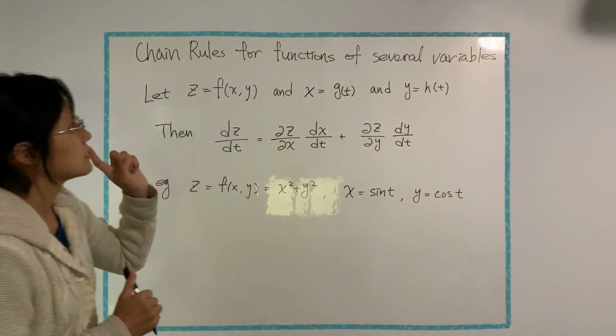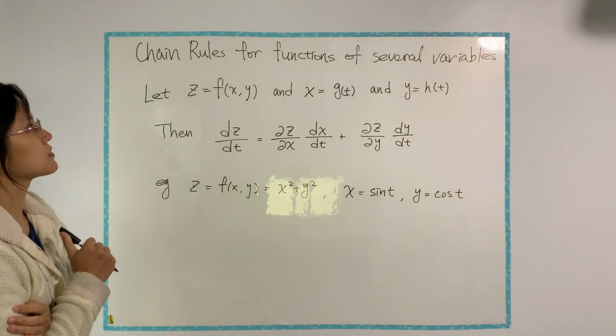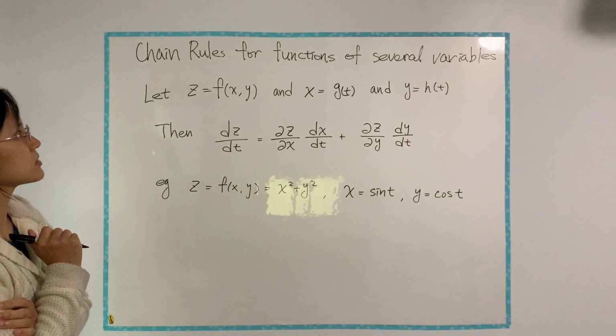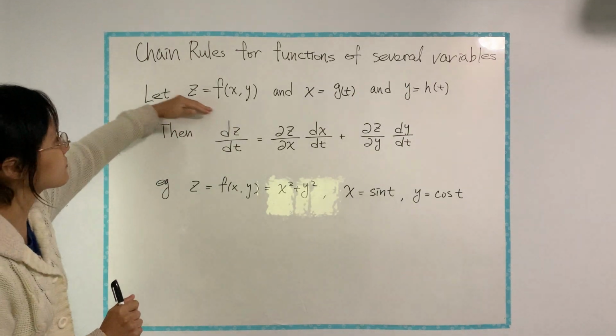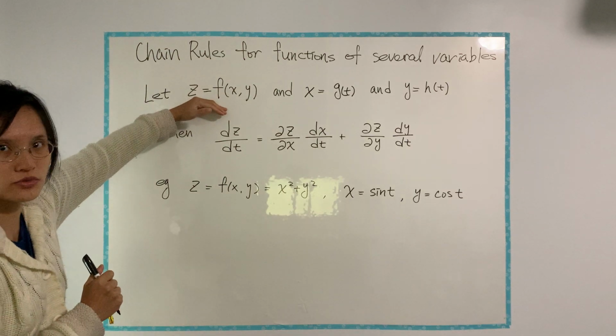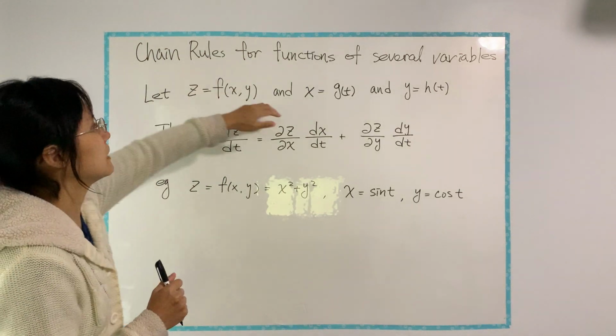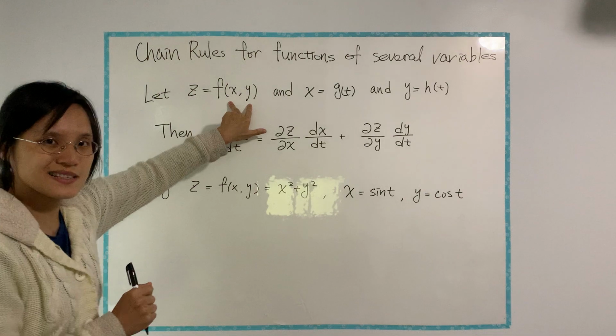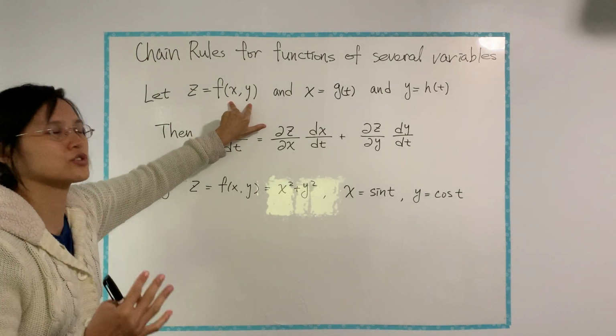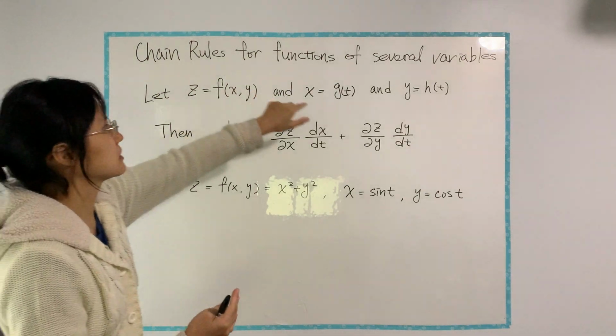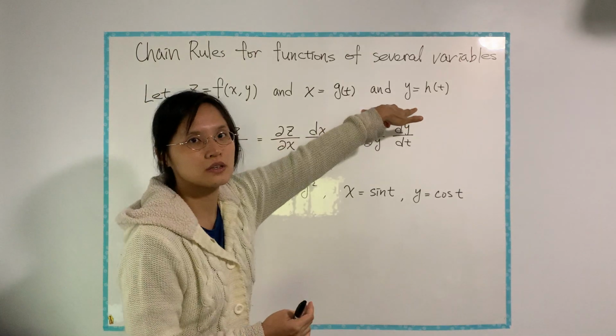Talking about chain rules for functions of several variables. So suppose I have a function of two variables, okay? And both the x and y are also a function of another variable, okay?